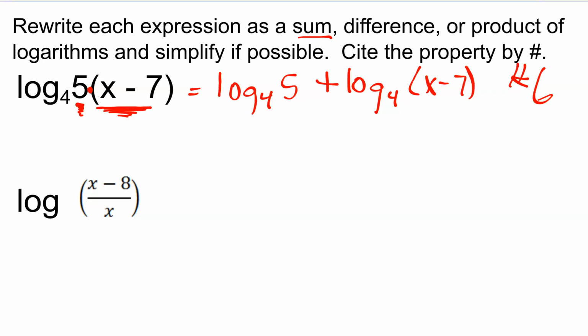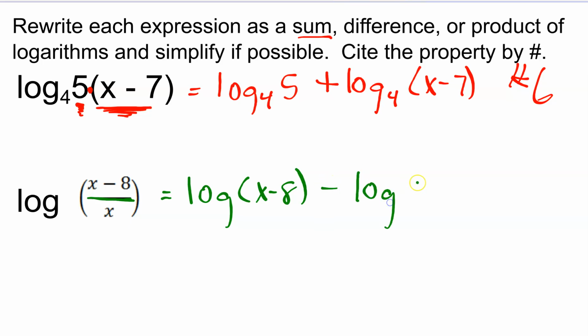The next one here is dividing. So we're going to want to convert to subtracting. If we're going to want to separate those into 2 logs, we do the log of x minus 8 minus the log of x, and that is number 7.